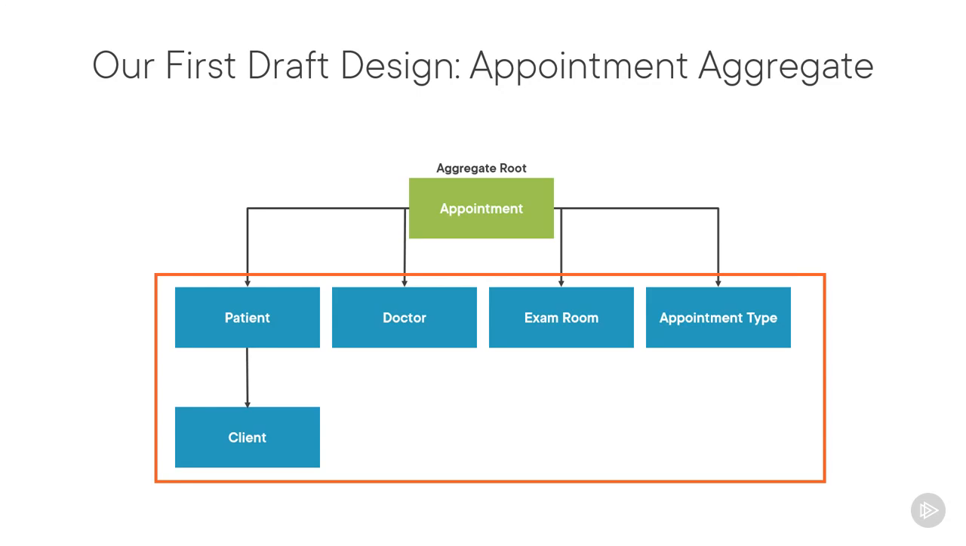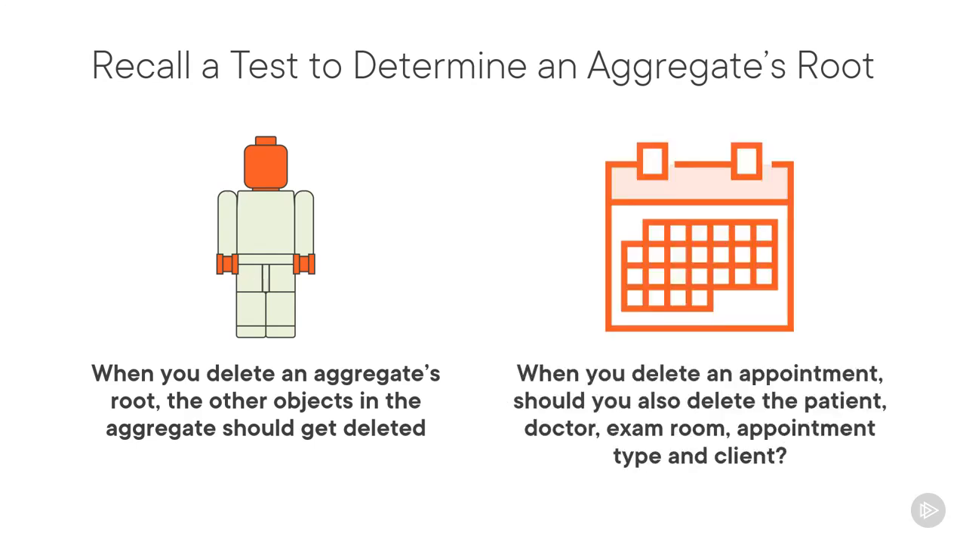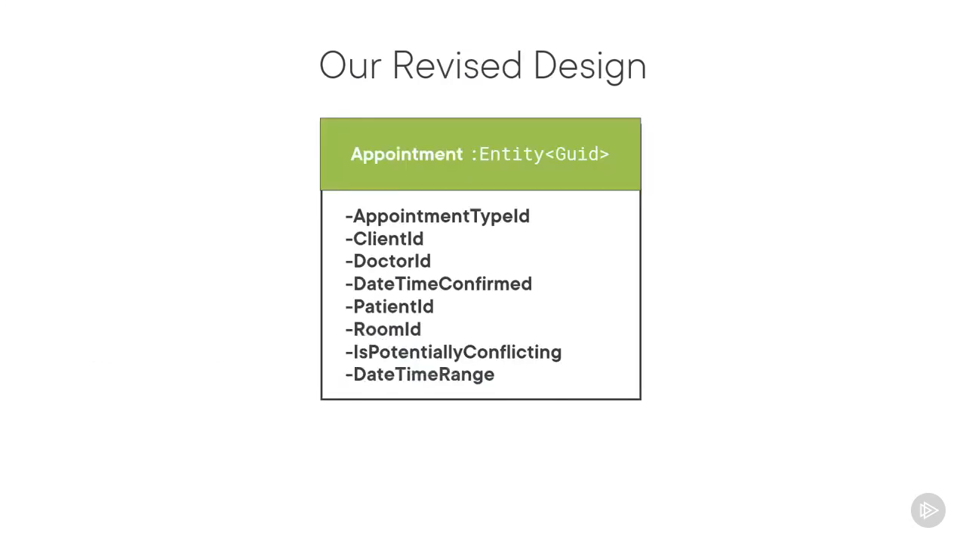As a result, we can simplify our design by eliminating most of these object relationships from the appointment class's design. Recall that for an object to be a good candidate for being an aggregate root, it should be the case that deleting that object should also delete the other objects within the aggregate. In the design shown here, if a customer cancels an appointment and we delete it from the system, it doesn't make sense that this should delete all of the associated objects.